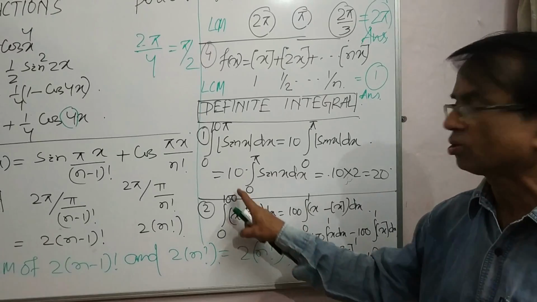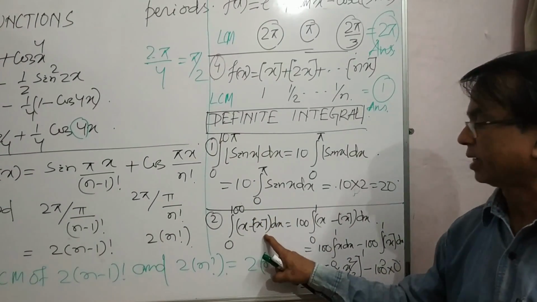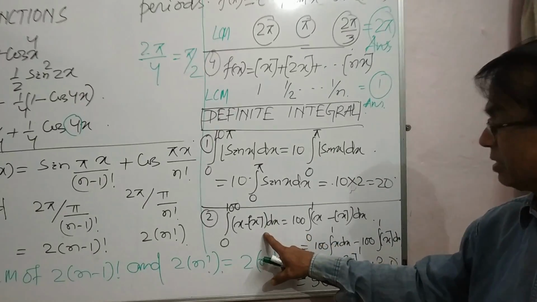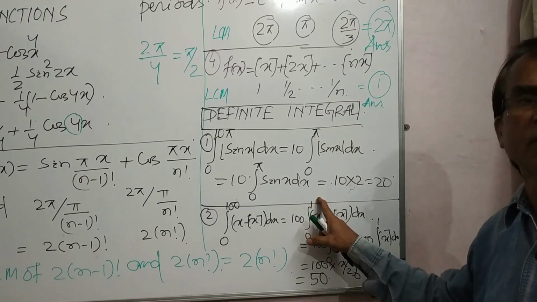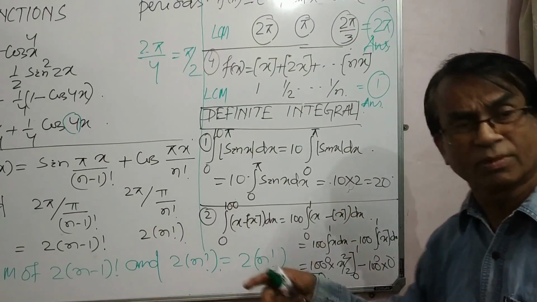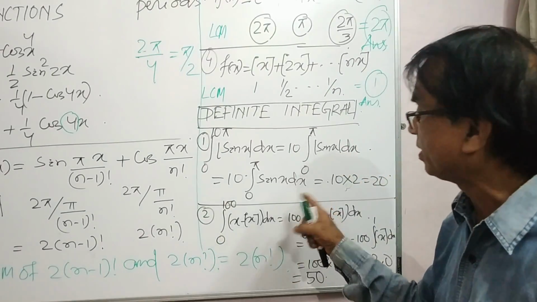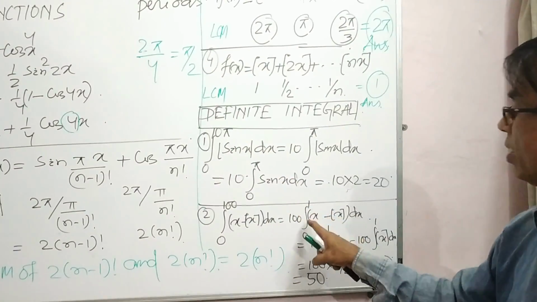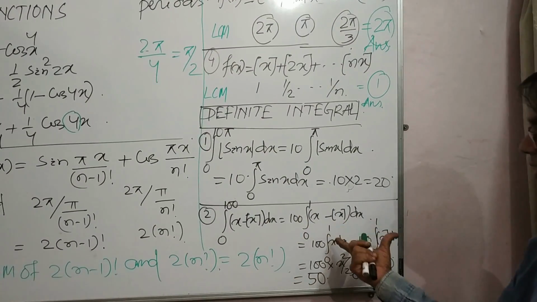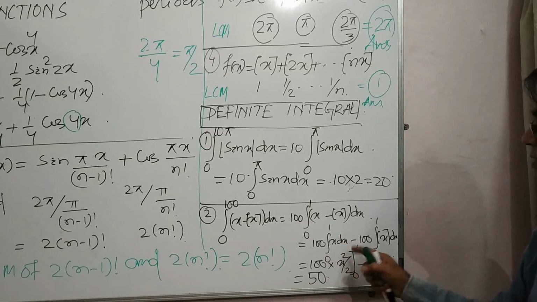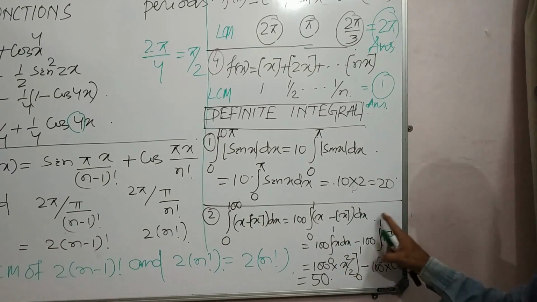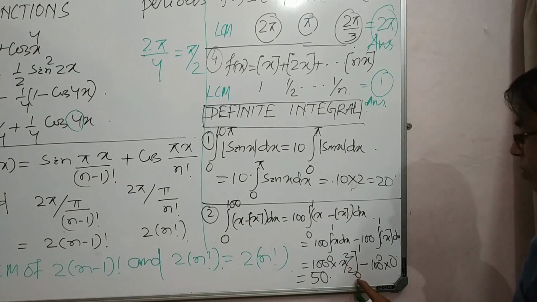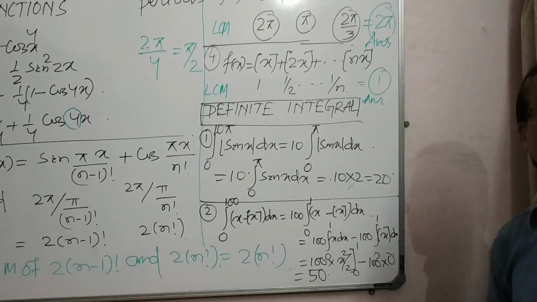And now coming to the integral from 0 to 100 of x minus greatest integer x, that is the fractional part of x, and the period is 1. So I keep one period. And because the period is repeated, how many times is the period repeated? 100 times. So 100 is taken common and spread it: 100 times the integral from 0 to 1 of x dx. And this is 0 because from 0 to 1 the greatest integer is 0. And 100 into x square by 2 is 1 by 2, so 50.